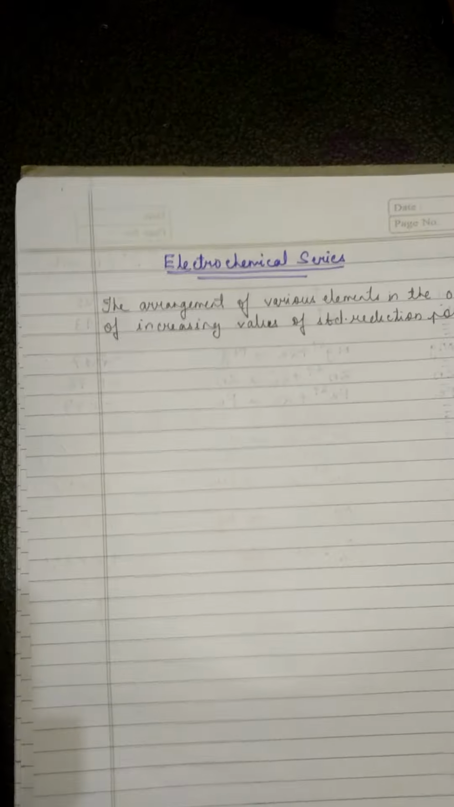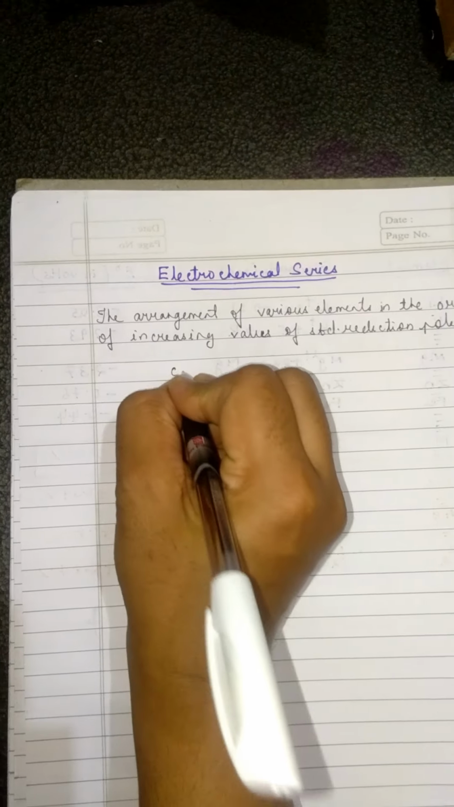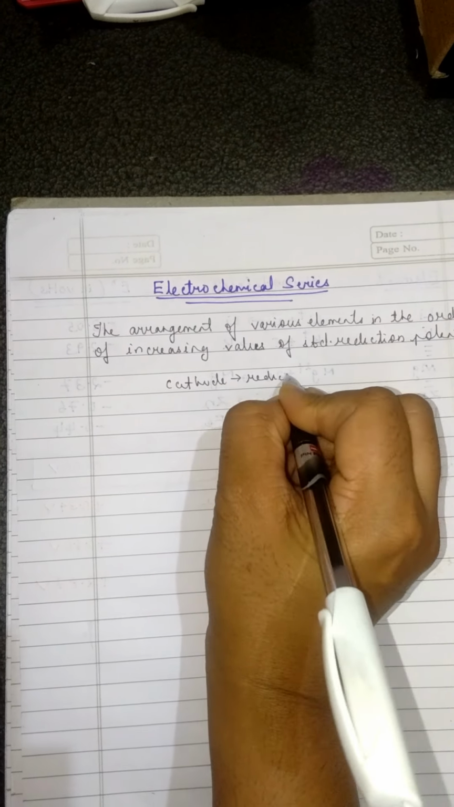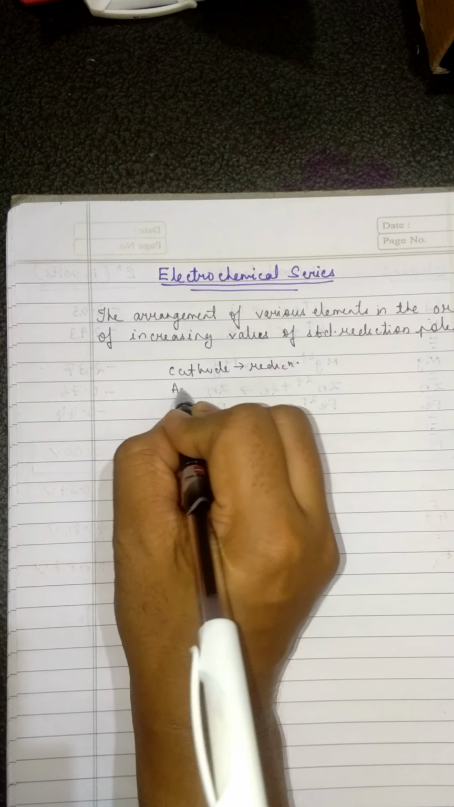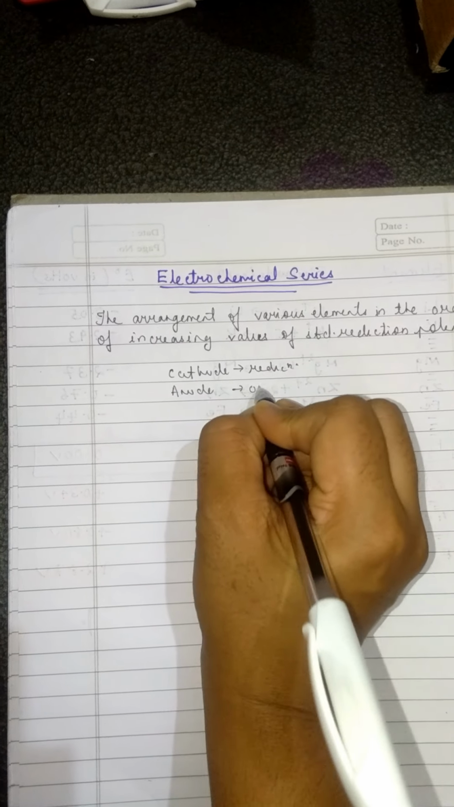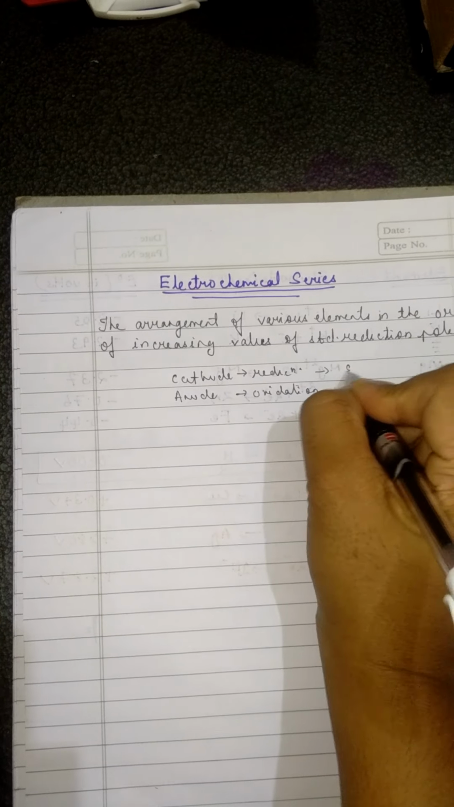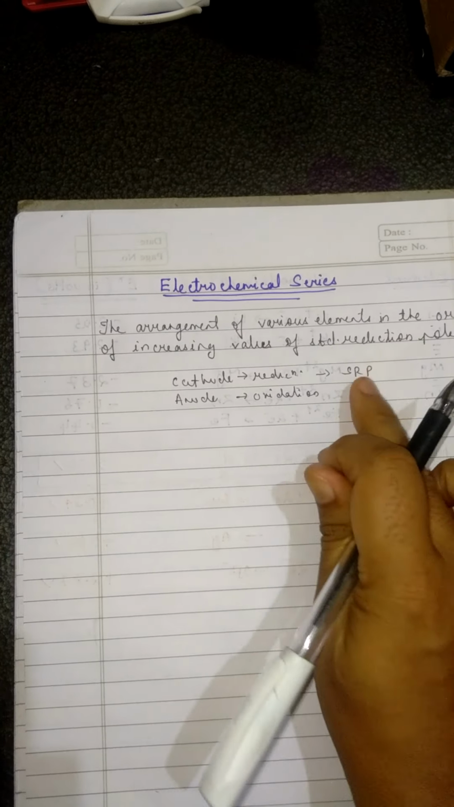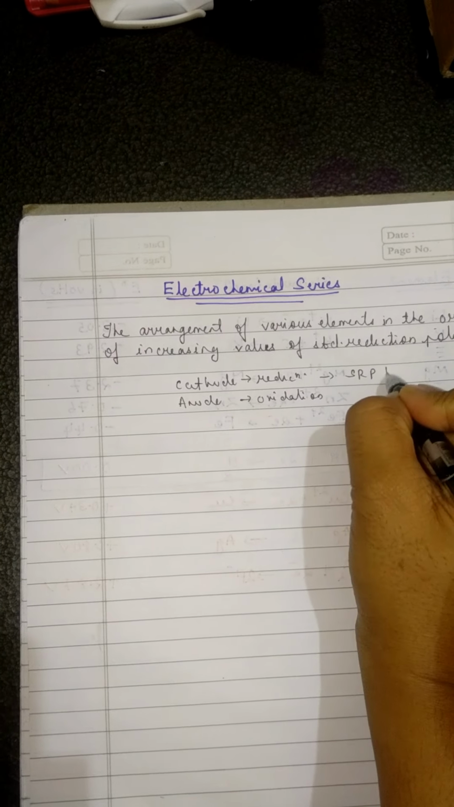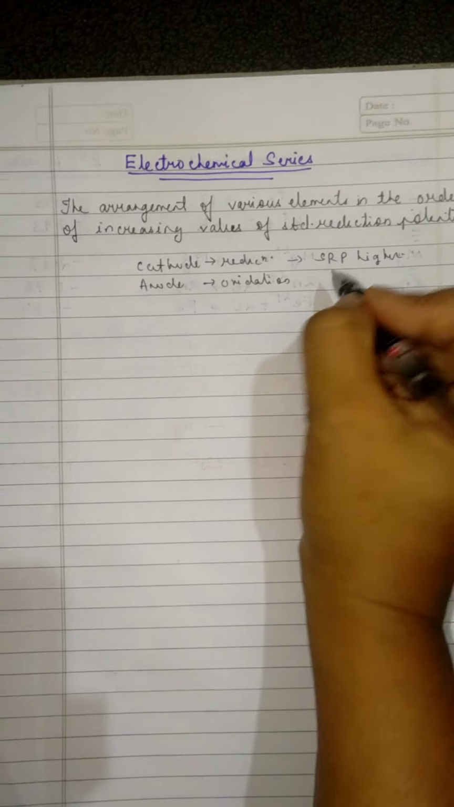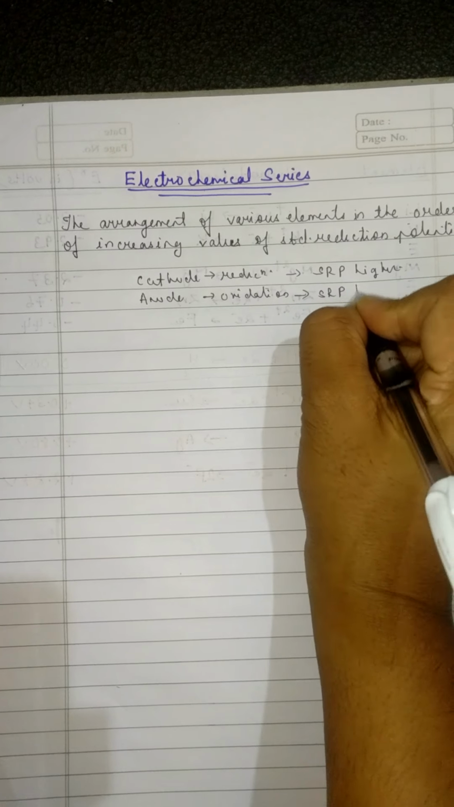Known as the electrochemical series. We know that in the case of the cathode, reduction takes place, and in the case of the anode, oxidation takes place. Now, at the cathode, where reduction takes place, the metal which undergoes reduction will have a higher value for standard reduction potential, and the element where oxidation takes place will have a lower value for standard reduction potential.